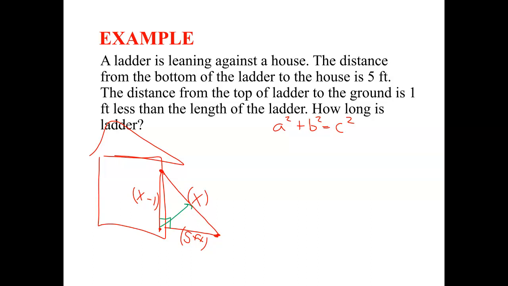So now we can just plug in. Which side is A and which side is B doesn't matter. Okay? We can make this A and this B. What's really important is this has to be C. There's no other option. Okay? So we just plug it in. A is (x minus 1) quantity squared. B is 5 squared. And C is x squared.